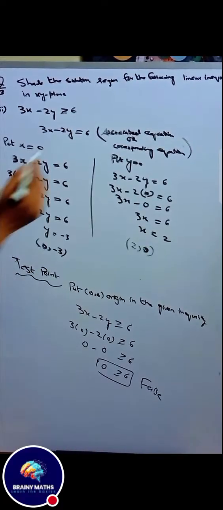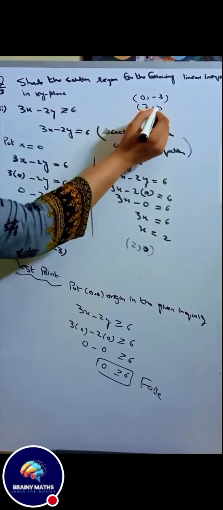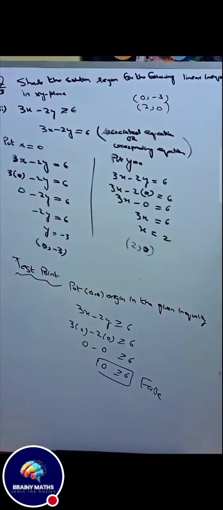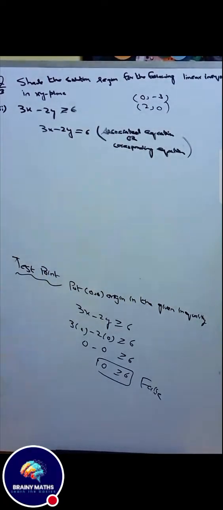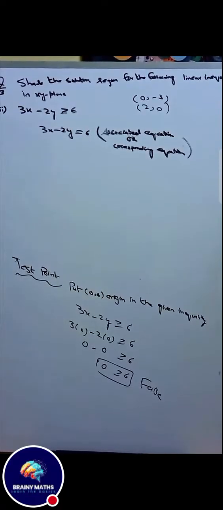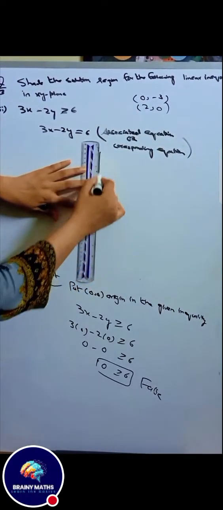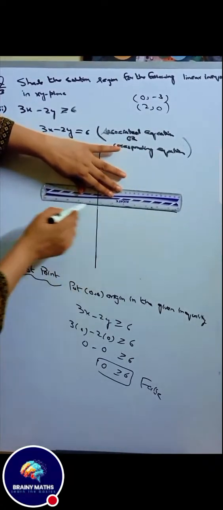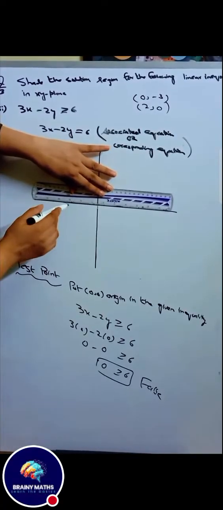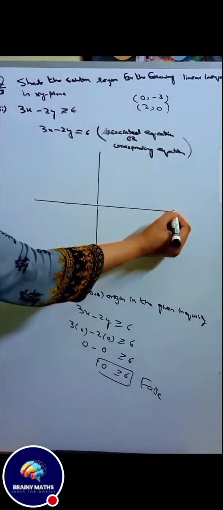Just remember these points: 0, minus 3 and 2, 0. We have to represent these ordered pairs on the xy plane. So let's begin. I'm just removing it. Now, take your scale, and I'm trying my level best to show you this one. Alright.